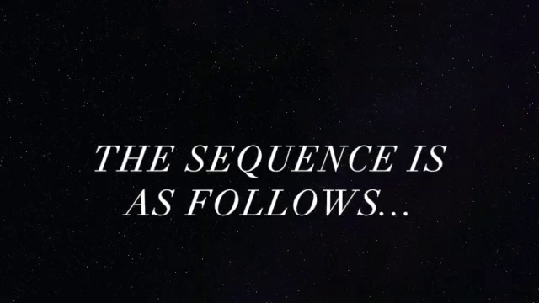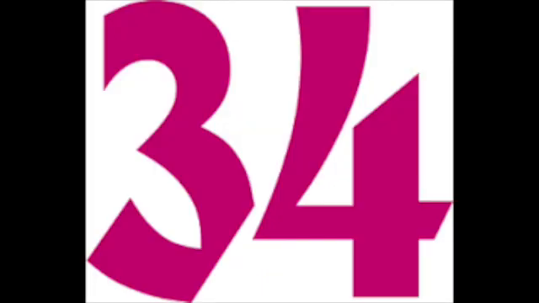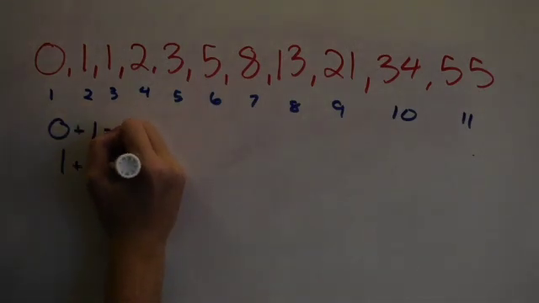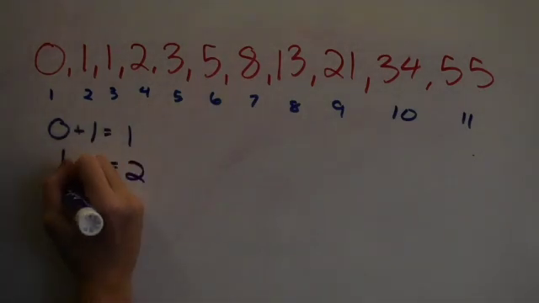The sequence is as follows: 0, 1, 1, 2, 3, 5, 8, 13, 21, 34, 55, and so on. The numbers of the sequence may seem random, but they're really not. Every number is generated by adding the two previous numbers before it.